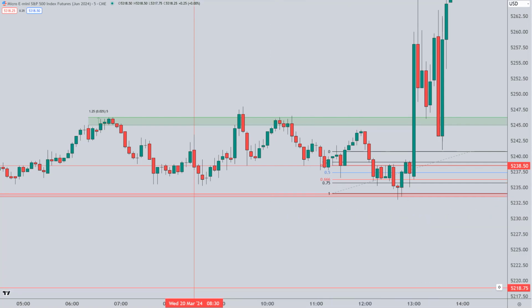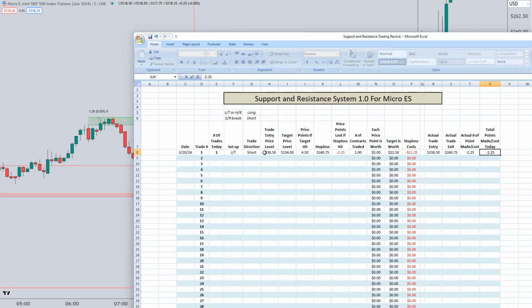So let's go ahead and put this into our spreadsheet. Actually, I've already done it right here to save a little bit of time on the video. The date of this actual trade was Wednesday, March 20th, 2024. It's the first trade in our whole system. It's the first trade of the day.